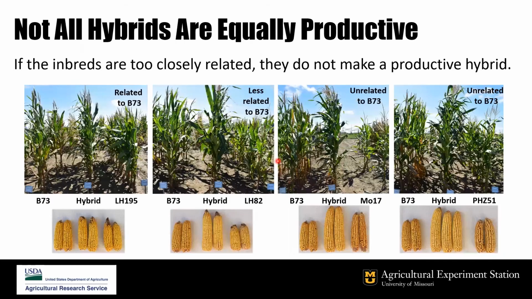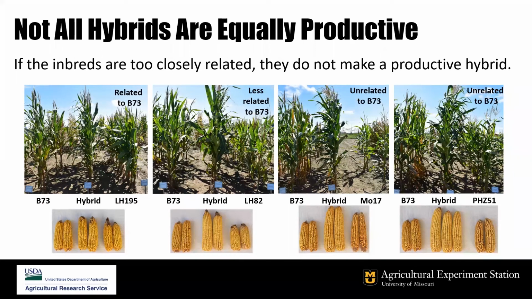Not all hybrids are equally productive. You can't just cross any two together, like I mentioned earlier, and expect the hybrid to be more productive than the parents. And so here you can see a number of examples. The first panel shows B73, which is a very common inbred line. It was very important in the 1970s. And if you cross it to something that's very closely related to itself, LH195, even though they don't really look the same, they are very closely related, and so their hybrid doesn't produce a whole lot more than either one of the parents. And so that inbred hybrid combination is said to have low heterosis or low hybrid vigor.